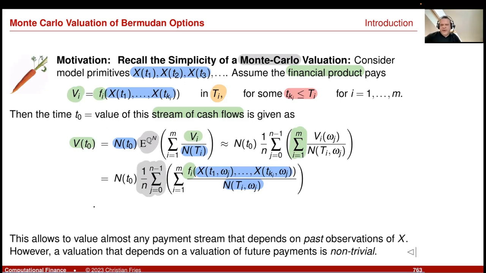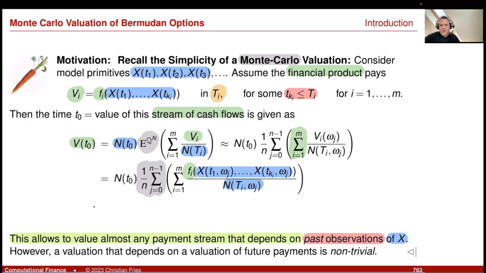It looks a little bit as if I can now value any financial product, any cash flow stream that I observe. It looks as if this allows us to value any payment stream. Well, there is a small restriction: the payment stream must rely on past observations. So this is my condition, that I observe the X, of course, only in the past, the observation of my model primitive variable X.